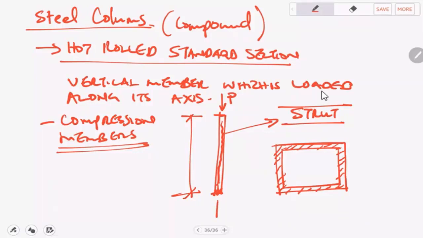So this time around I want to put my focus on what they refer to as compound columns. Once I'm done with compound columns, then we will come and do an example on hot rolled standard sections, but an example in which we are comparing maybe 3 or 4 different sizes to see which one would be the optimum size to use for a particular situation. So that's what I want to do.